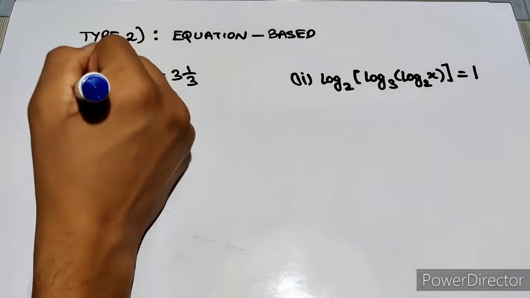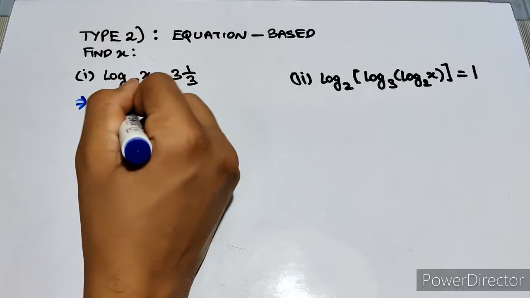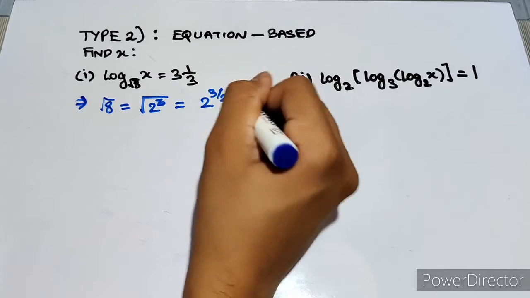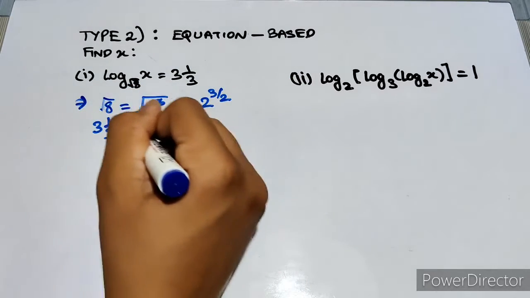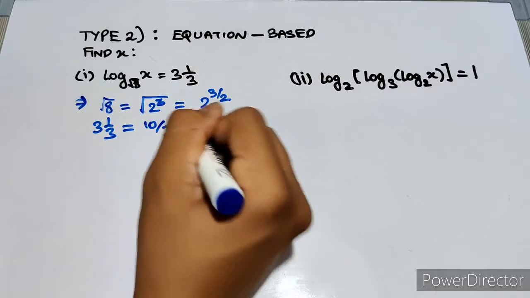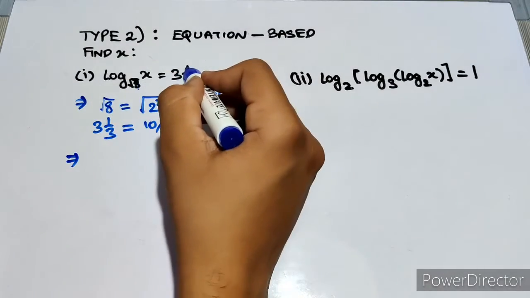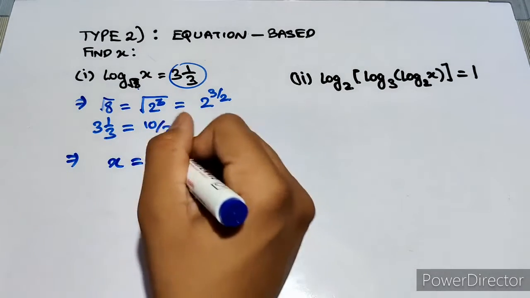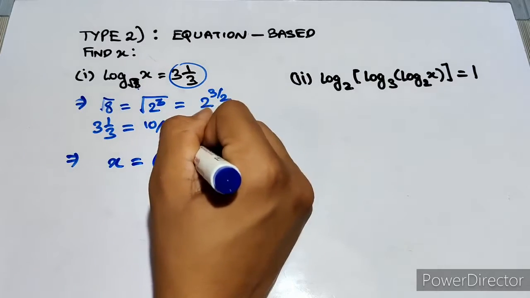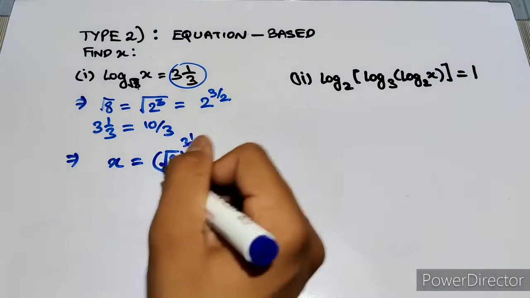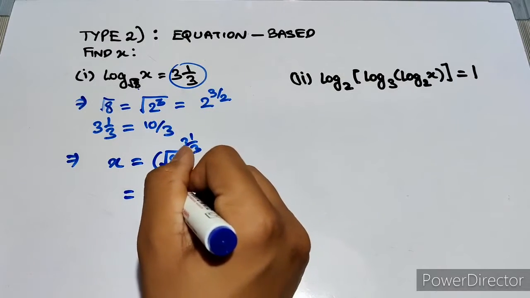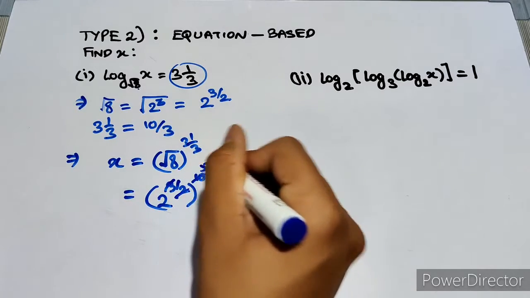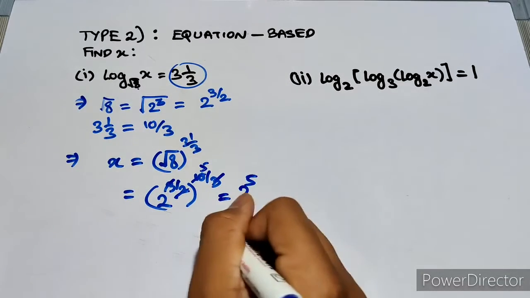First let us see what we can write root 8 as. Root 8 can be written as under root of 2 to the power 3, that is 2 to the power 3 by 2, and 3 1 by 3 can be written as 3 times 3 is 9 plus 1, 10 by 3. Now let us put this base to the power of this exponent. So we can simply write x is equal to root 8 to the power 3 1 by 3, according to the reverse definition of log, and thus it can be written as 2 to the power 3 by 2 into 10 by 3. This 3 and 3 will get cancelled, this will become 5, so it will be 2 to the power 5, and the answer is 32.